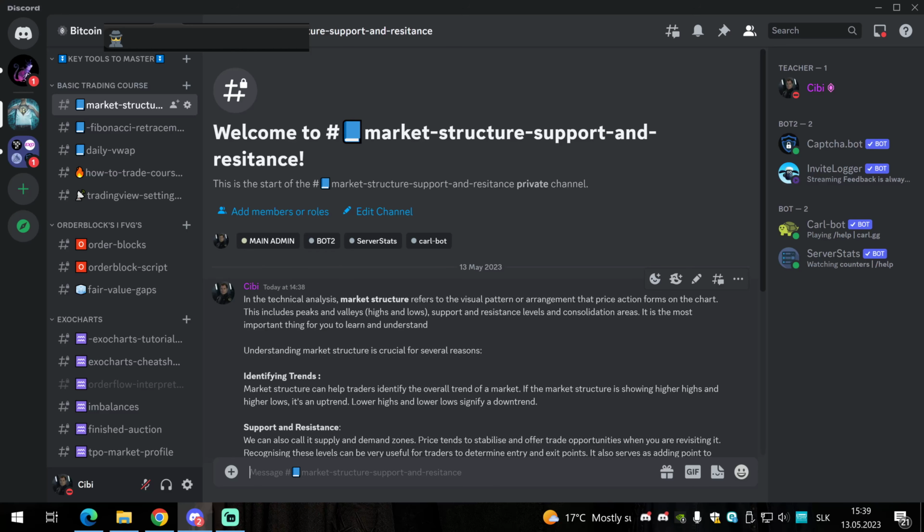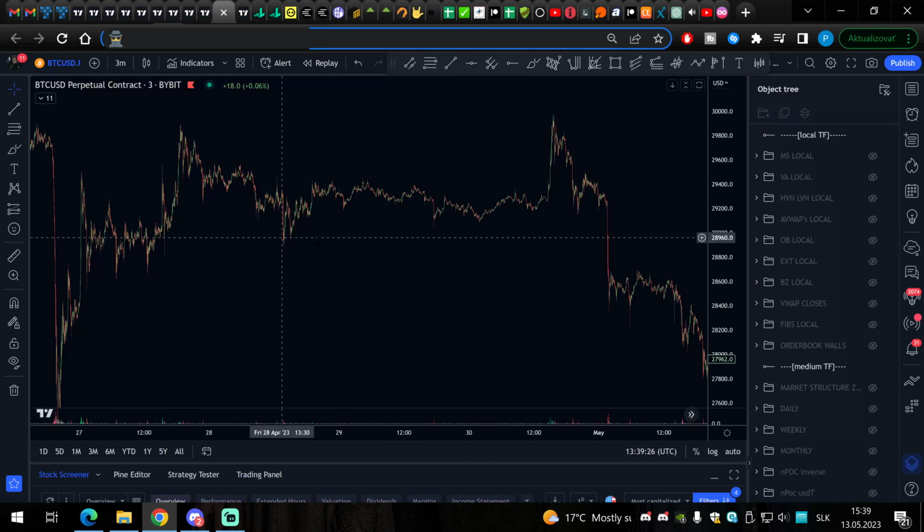In technical analysis, market structure refers to the visual pattern or arrangement that price action forms on the chart. This includes peaks and valleys, highs and lows, support and resistance levels, and consolidation areas. It is the most important thing for you to learn and understand. So let's go to the chart. I will be showing you examples.